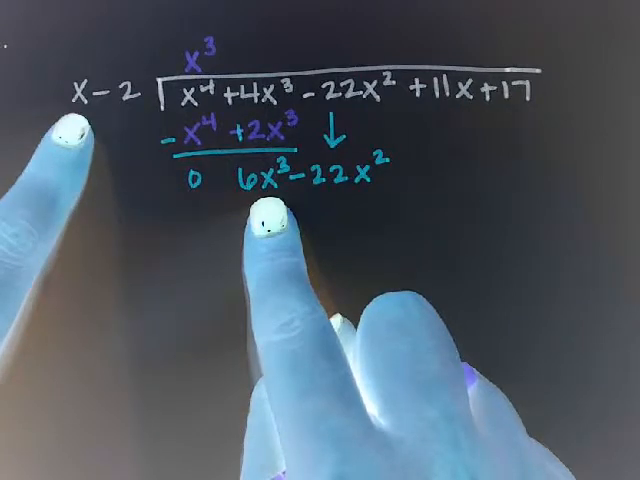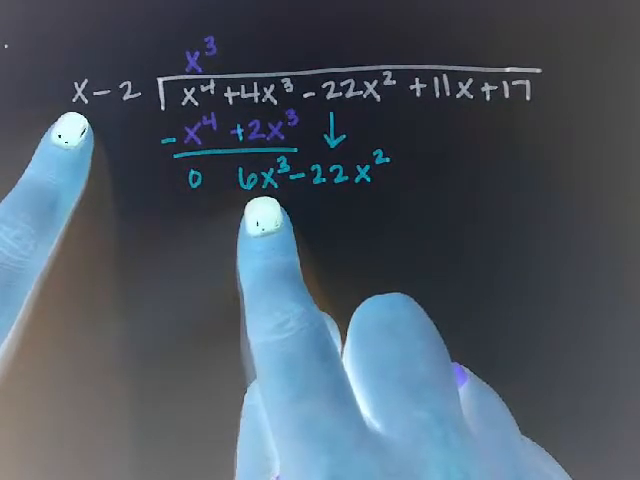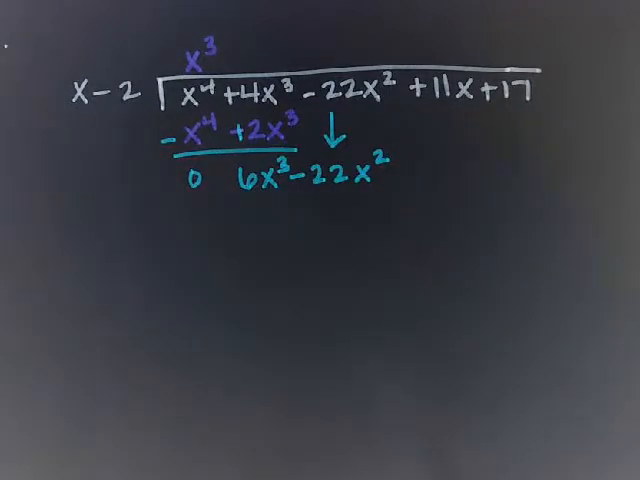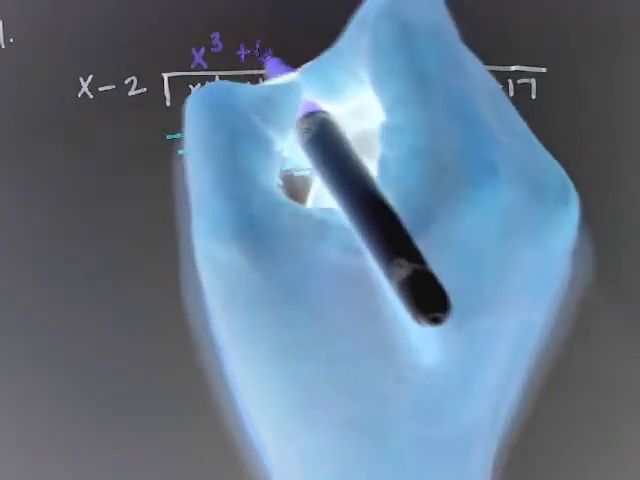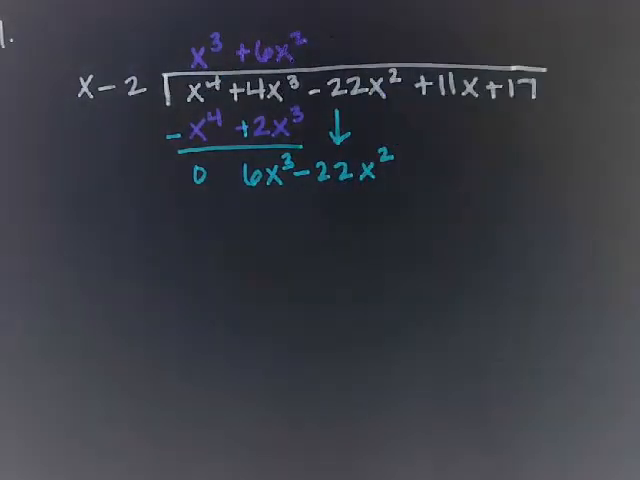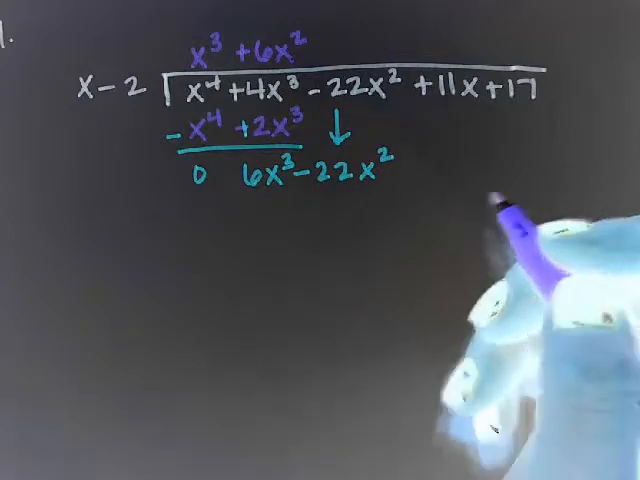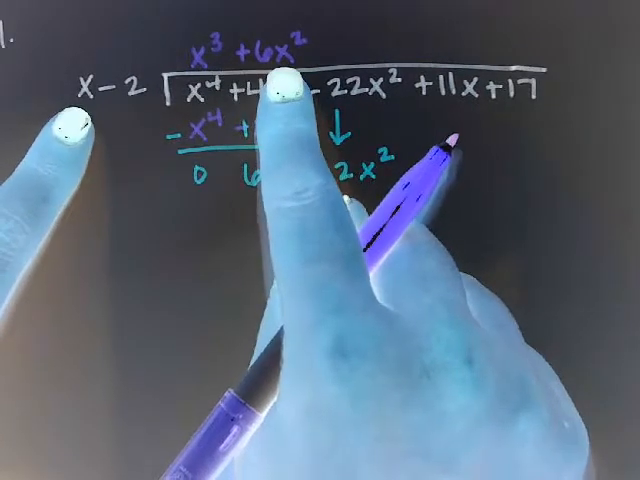So I have an x, I have a 6x cubed. What do I put on the top? 6x squared. You got your paper in front of you? There you go. Headphones out. Perfect. All right, 6x squared on the top. Then what do we do?